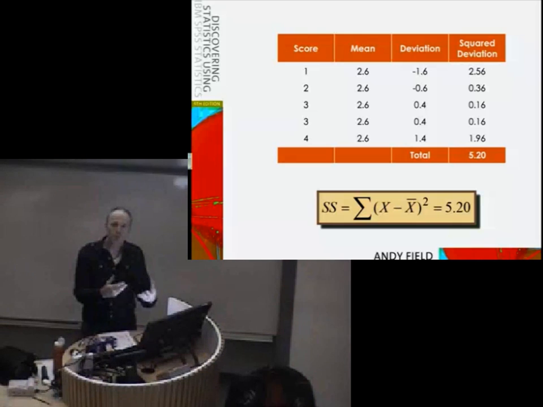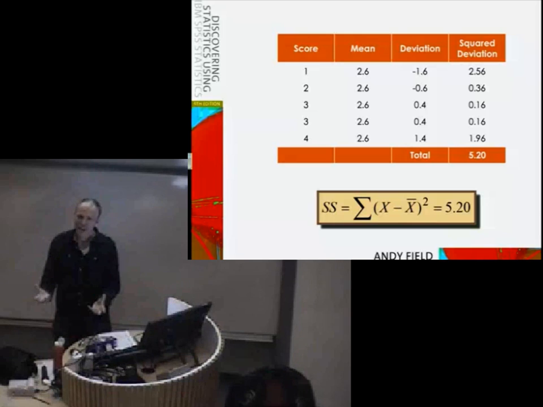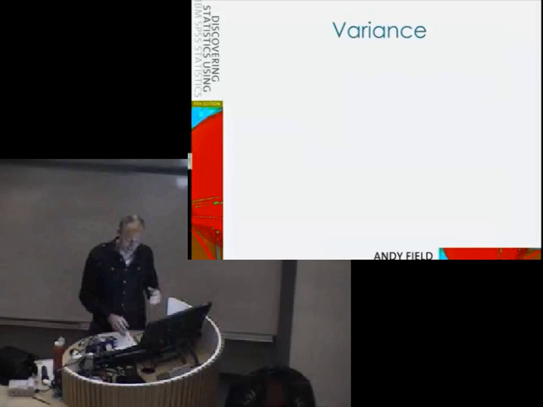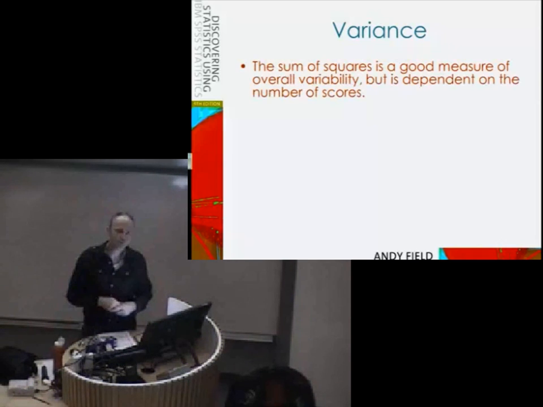Because we're using a total, if we had lots and lots more scores, we'd get a bigger amount of error. So sometimes what we do is take the average amount of error. This offsets the fact that the sum of squares is dependent on the number of values we have. In the context of the mean, it's called variance, but in the context of other tests, you'll see something called mean squares, and that's just the average sum of squares. In the context of the mean, though, we call it variance.